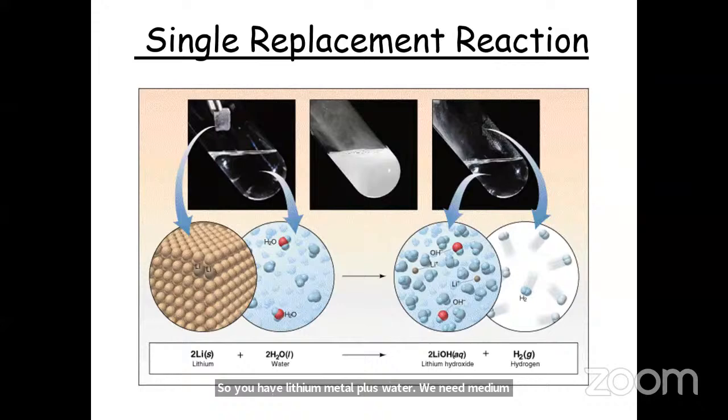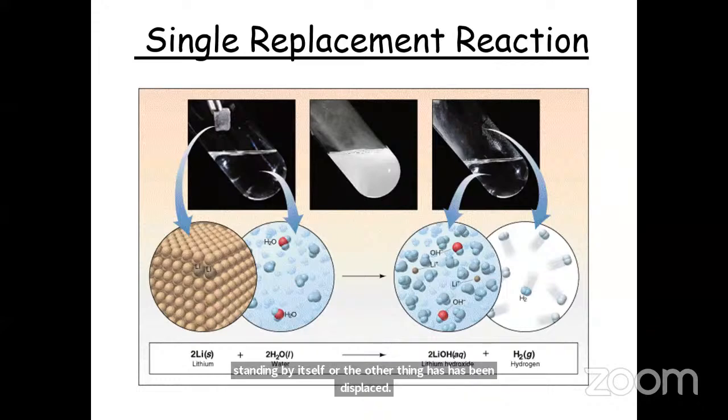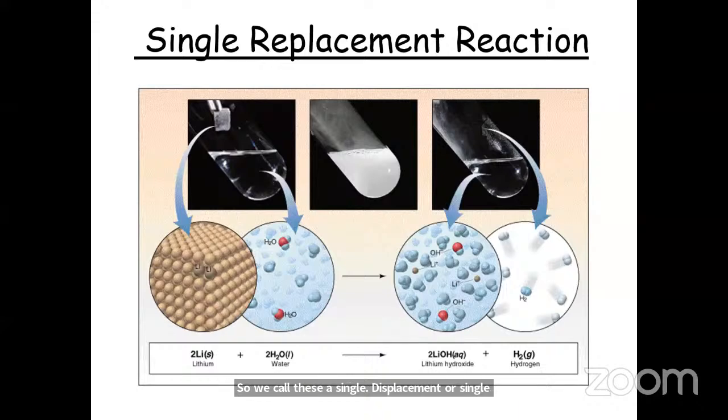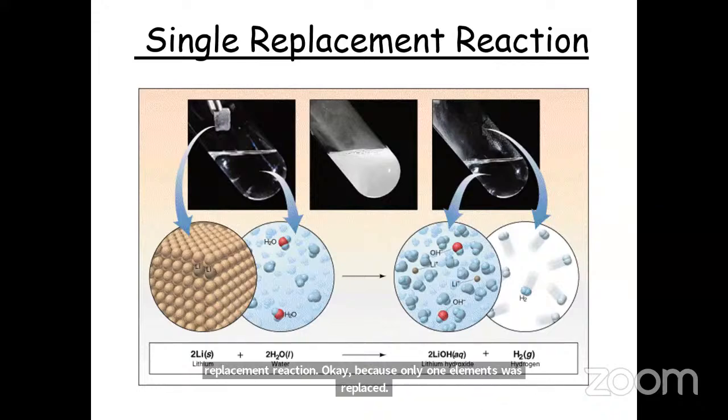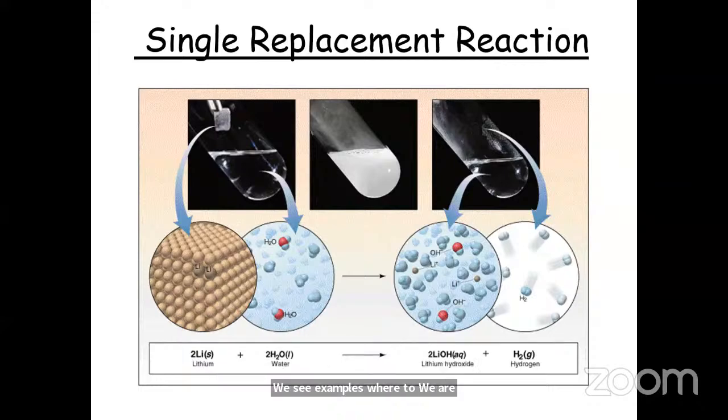So the hydrogen gas has been displaced. We call this a single displacement or single replacement reaction, okay? Because only one element was replaced. We'll see examples where two elements are replaced. That one we call a double replacement reaction.